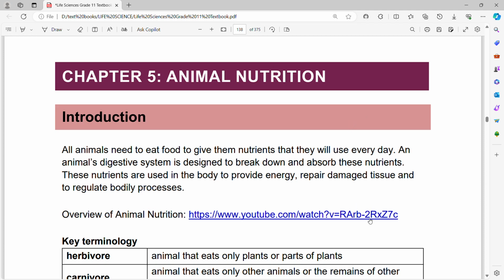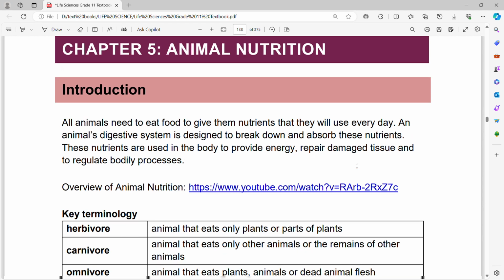In this lesson, we will look at animal nutrition, which is your chapter number 5. All animals need to eat food to give them nutrition that will be used every day. So, an animal's digestive system is designed to break down and absorb this nutrition. So, we need something in the digestive system that will be able to break down our food and provide energy so that we can absorb that energy from the food.